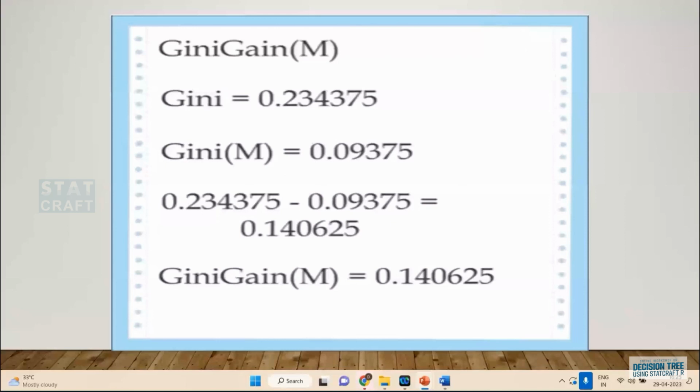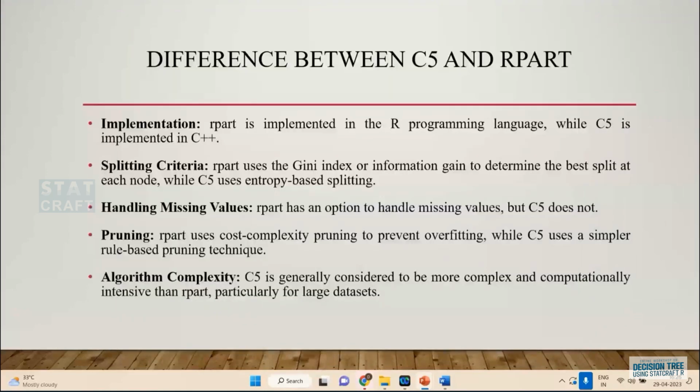Let's proceed further. We are going to use C5 and RPART algorithm. Can you see the difference? Can you see the PPT on the screen, all of you? Just wait a minute, it will be there. There is a lag, no need to worry. It will come. Is it appearing?